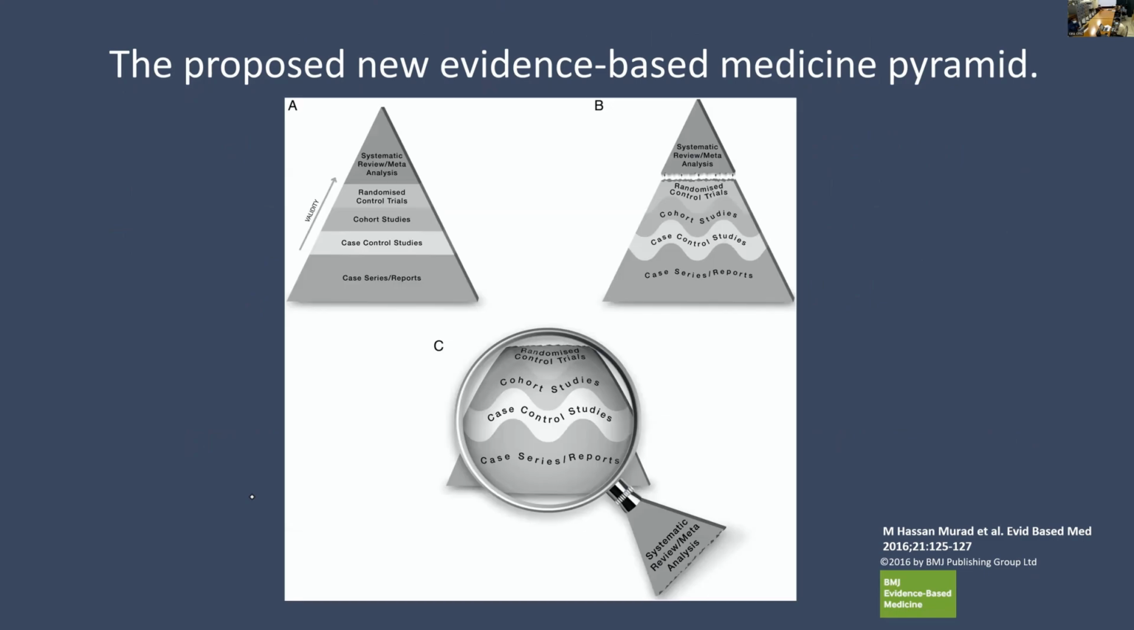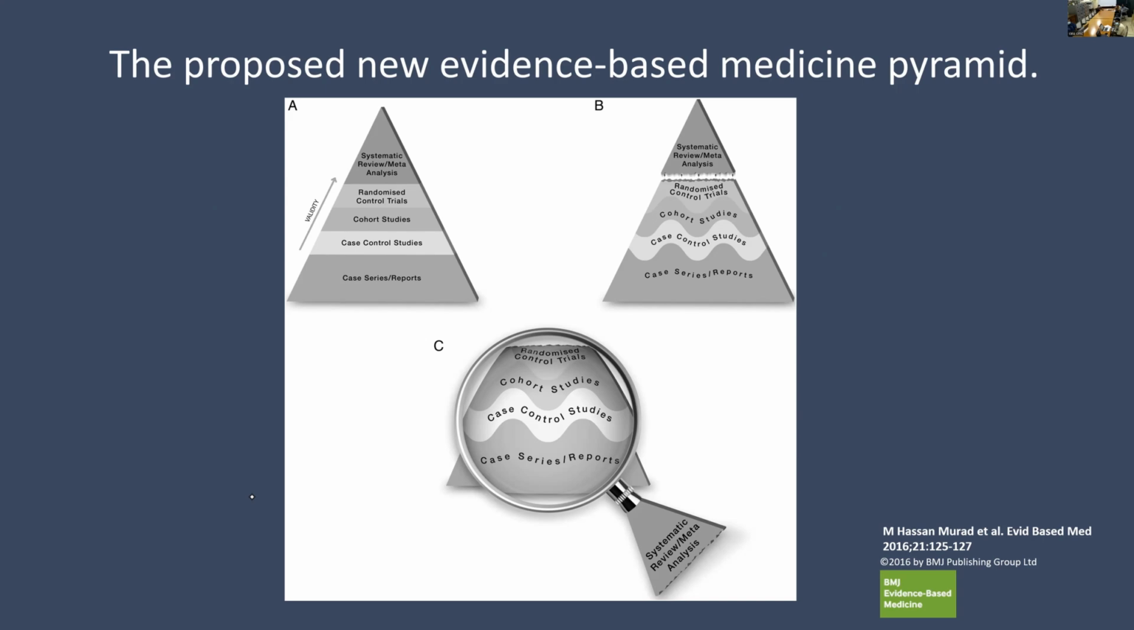At first, I want to look at a new proposed evidence-based medicine pyramid. If you look at A, we're all aware of this. The ones with the lowest confidence are case series, reports. Following that are case control studies, cohort studies, and randomized control trials, followed by systematic review and meta-analysis. I'm sure we've been listening to this throughout our post-graduation days. However, with the introduction of the GRADE system in the early 2000s, there have been two problems associated with it.